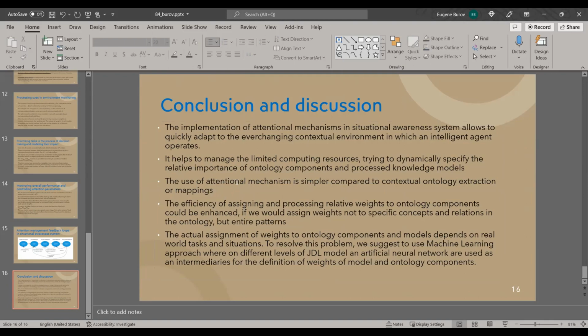As to possible next steps, or maybe unresolved problems in this task, we can ask ourselves how we assign these weights in a real case scenario. In order to resolve this problem, we suggest using machine learning approaches and neural networks in order to balance and devise the actual values of these thresholds and weights. So I thank you for your attention, and I am waiting for your questions.